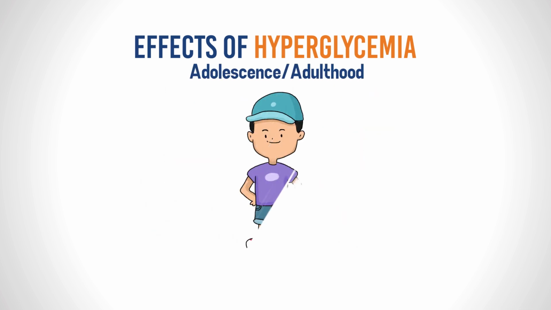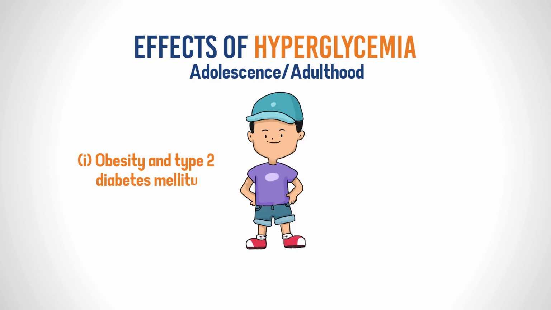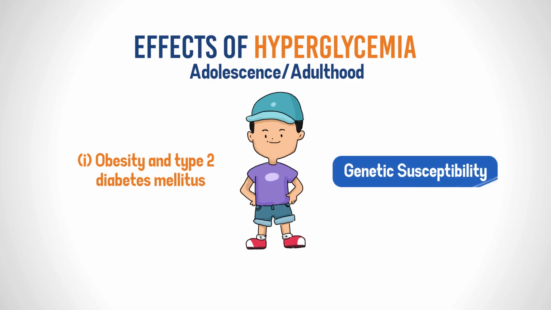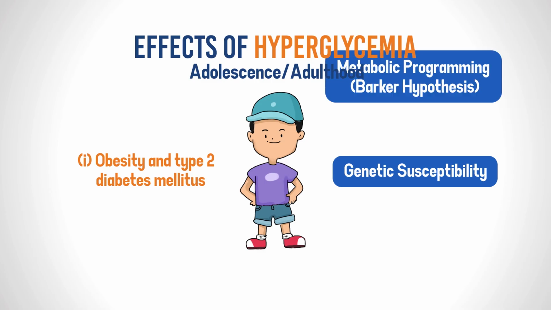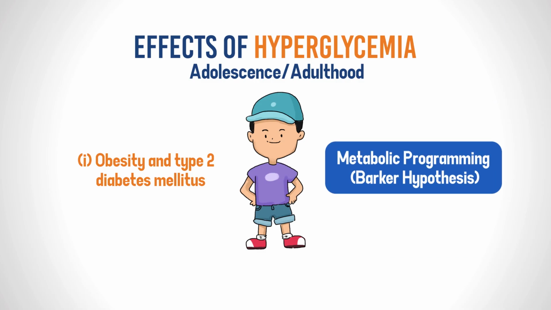Intrauterine exposure to hyperglycemia may predispose the unborn fetus to cardiometabolic syndrome and type 2 diabetes mellitus later in life by way of metabolic programming. This is known as Barker's hypothesis.